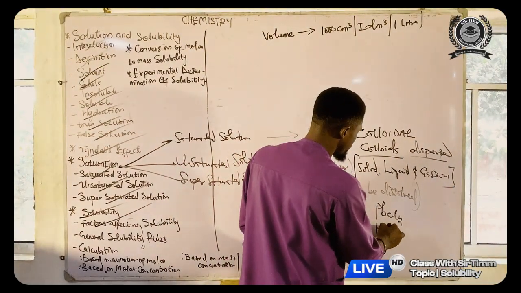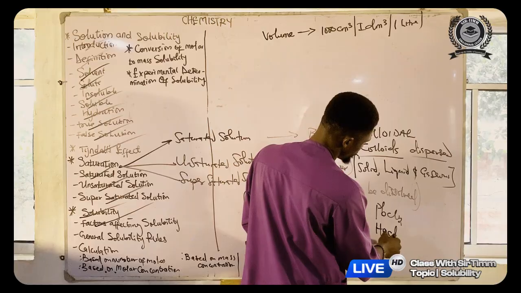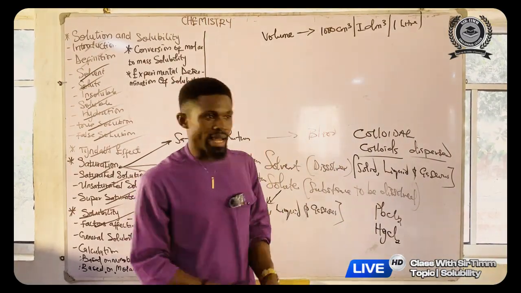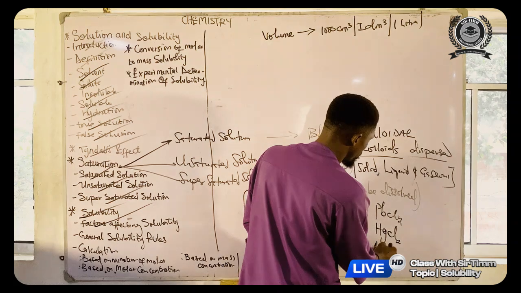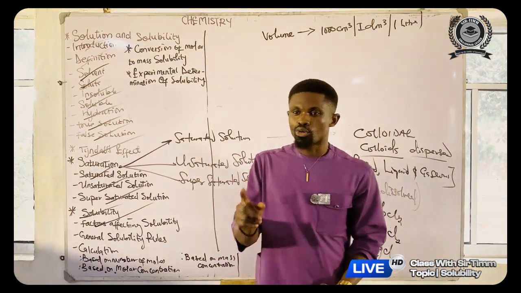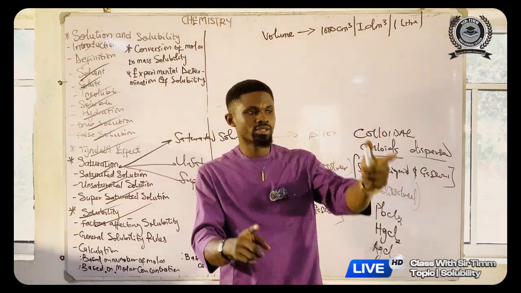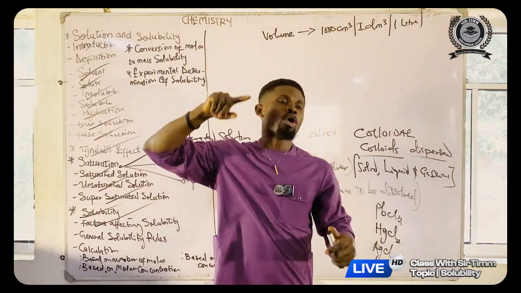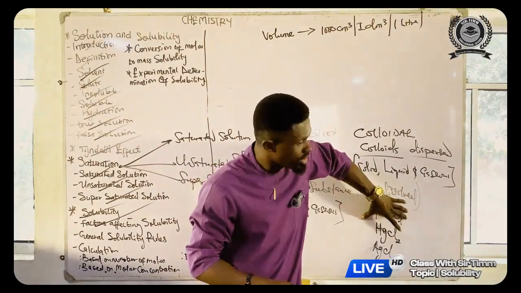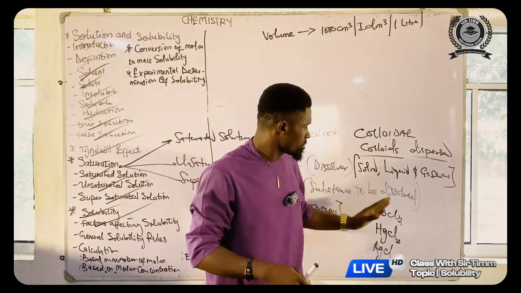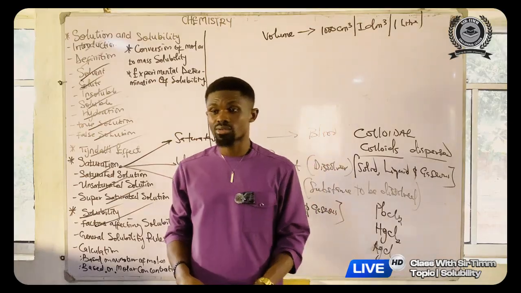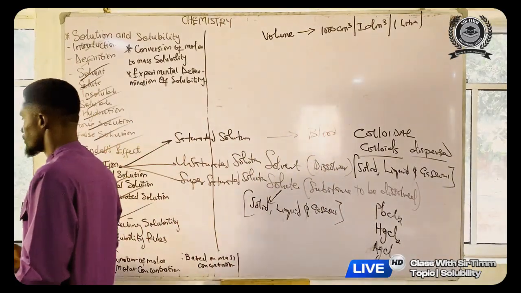Mercury chloride, AgCl2, and silver chloride. Now you can even rephrase what you just said. You can say that all chloride salts are soluble except these chloride salts: lead chloride, mercury chloride, and what? Silver chloride.